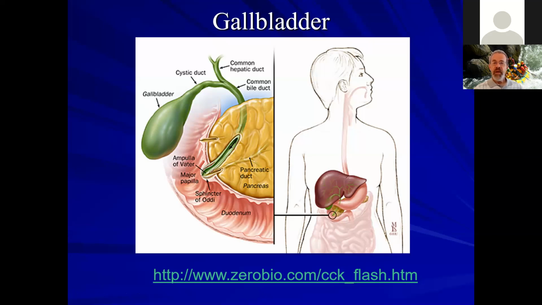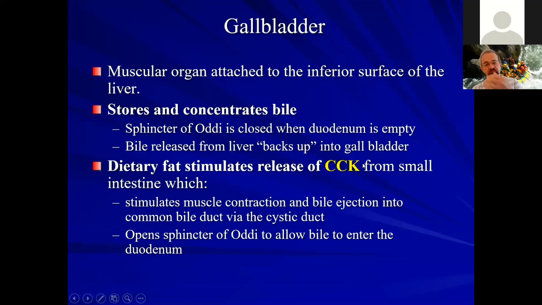So, all right. Now here's one little thing just to summarize what happens with the gallbladder. It's a muscular organ attached to the inferior surface of the liver, stores and concentrates bile. Sphincter of Oddi is closed when the duodenum is empty. Bile that's released from the liver backs up into the gallbladder because that sphincter is closed. If your diet, and usually some aspect of our diet, contains fat, it enters the small intestine, and this triggers the release of CCK, which goes into the blood, stimulates contraction of the gallbladder because it's very muscular, which squirts bile into the common bile duct.